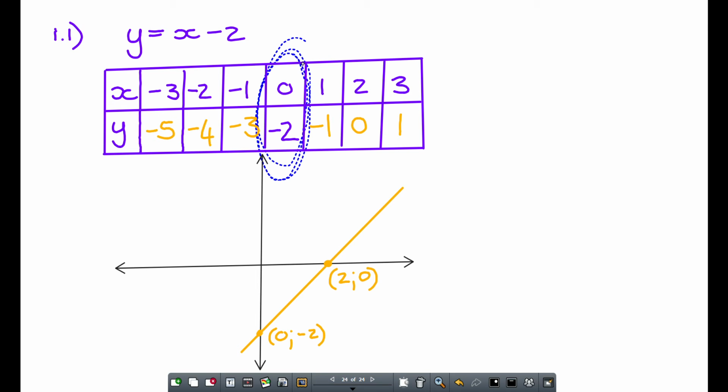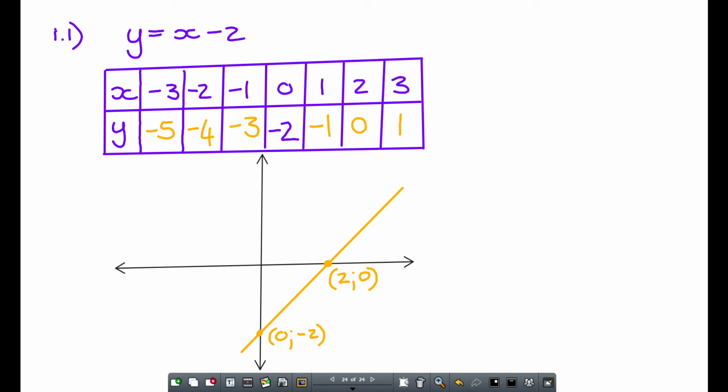Are you just putting in the ones that they already gave you first? No. Actually, what you guys had to do is you had to plot this one where x is minus 3 and y is minus 5. So that would have been down here somewhere. I haven't got space for that. Okay. And then over here, x is minus 2 and y is minus 4. Again, that would have been somewhere down here. I don't have space.